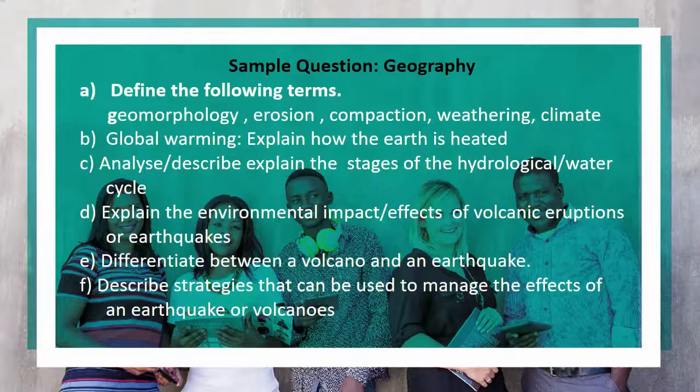For example, you might be asked to define the following concepts, meaning that you have to give the meaning of concepts. It can be a concept like geomorphology, erosion, compaction, weathering, climate, etc. These are not the only ones, this is just a few examples. You can be asked a question on global warming, for example, where you can be asked to explain how the earth is heated. You can be asked to analyze, describe or explain the stages of the water cycle. You can be asked to explain the environmental impacts or effects of volcanic eruptions or earthquakes.